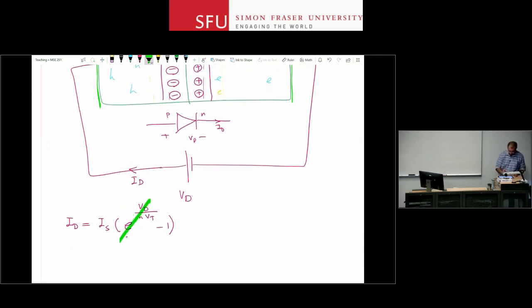ID and VD we already know. IS is called the saturation current of the diode. It's a property of the diode. The way that we make it and the dimensions of the diode will set the value for IS. Typical values are somewhere in the range of, let's say, milliamps for really, really large power diodes in power electronics, to femtoamps and smaller for diodes that are integrated on chip. Typical values for diodes that you buy from a supplier are on the order of nanoamp to picoamp range. So IS is the saturation current for the diode.